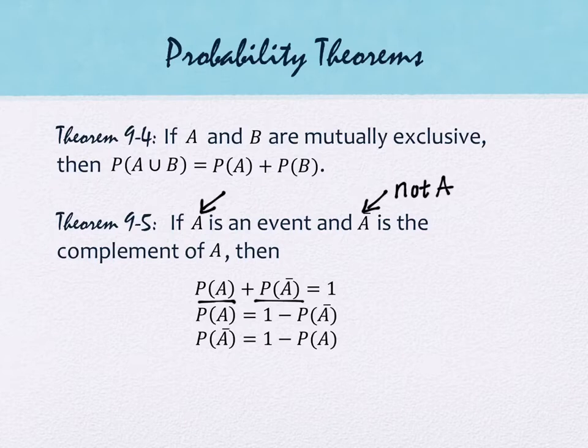And the other two are just adjustments to this formula. So if you take this formula, probability of event A plus the probability of the complement of A equals 1, and you subtract the probability of A complement to the other side, you have the second equation. Or if you subtract the probability of A to the other side, you have the third equation. So they're just adjustments of the same formula.